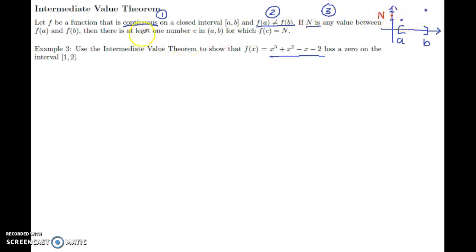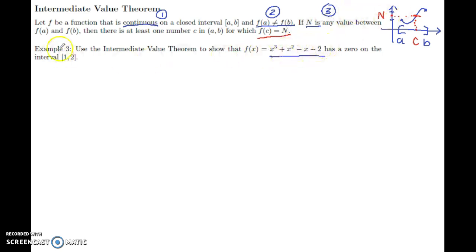Well, because the function must be continuous, we have to draw a curve from f of a to f of b without lifting our pen. So you can draw it any way you want, just an example. So this is a continuous function on [a, b] that satisfies condition 1 and condition 2. Now we have N in between f of a and f of b. We can see from the graph there is a corresponding point c such that f of c equals N.